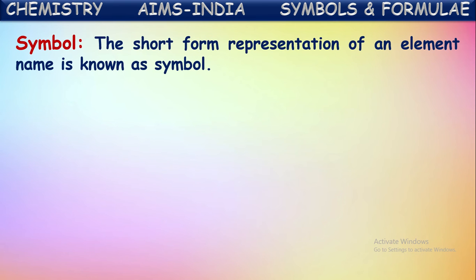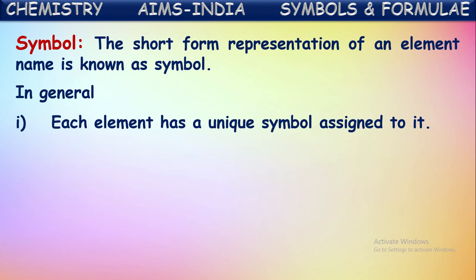that is called a symbol. The shorthand representation of an element's name is called its symbol. Instead of writing the complete name of an element while writing chemical reactions, just by writing a symbol, we can represent an element. That shorthand representation of an element's name is called the symbol of that element.